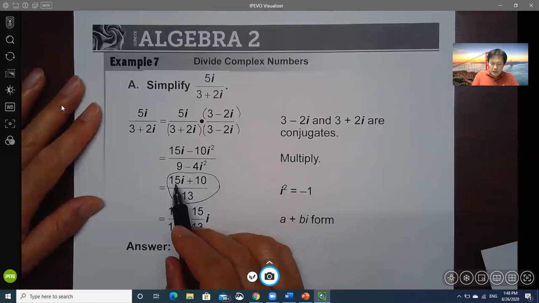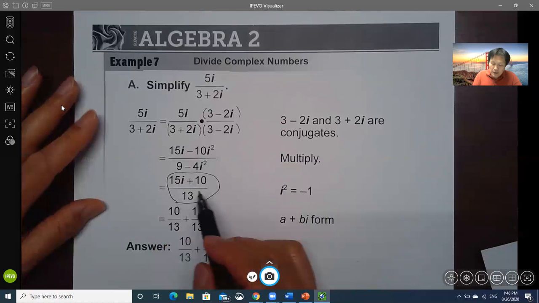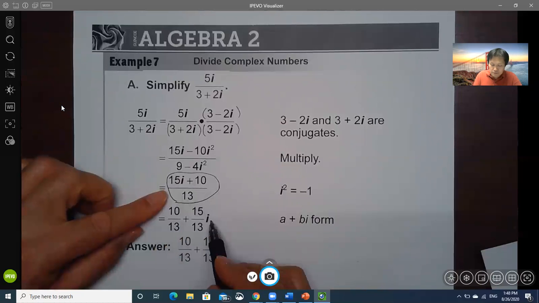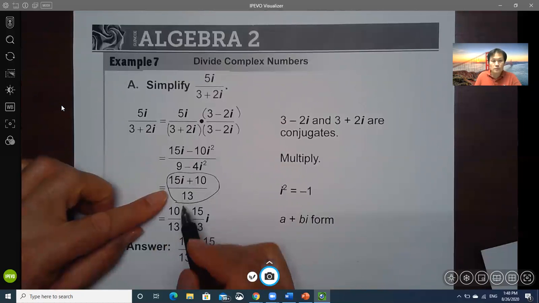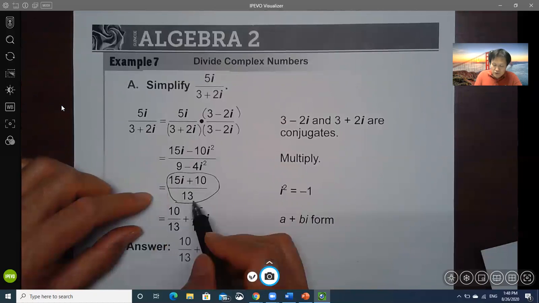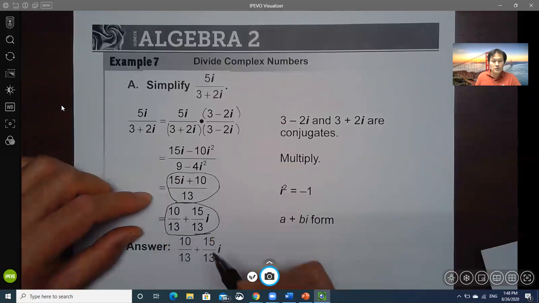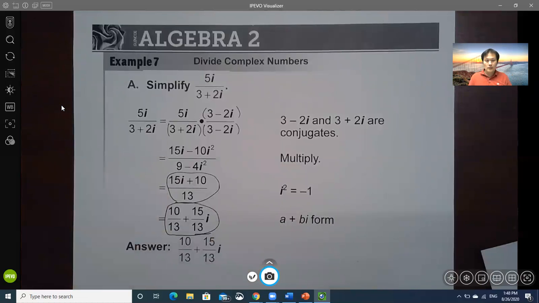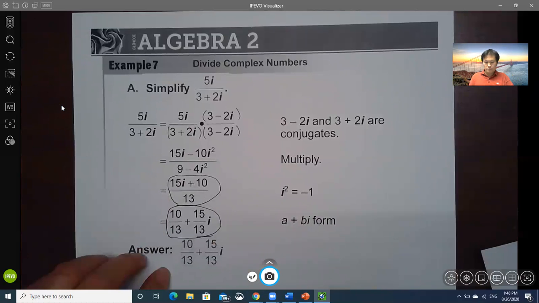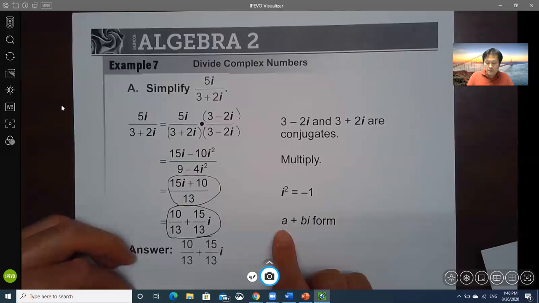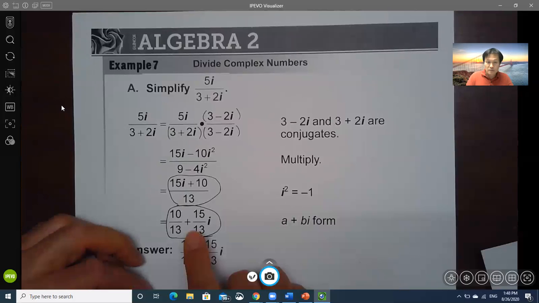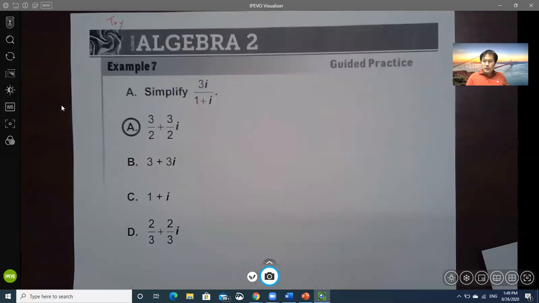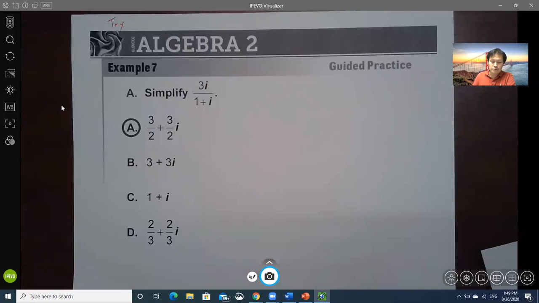If you rewrite that, that's going to be exactly same as 15 over 13 plus 10 over 13. So that's a fantastic answer. If you split it, that's going to be the split answer. Either way is a very good answer. Okay. If they want a plus bi form, then you have to split it. You need to write like that. Please pause the video. You try.